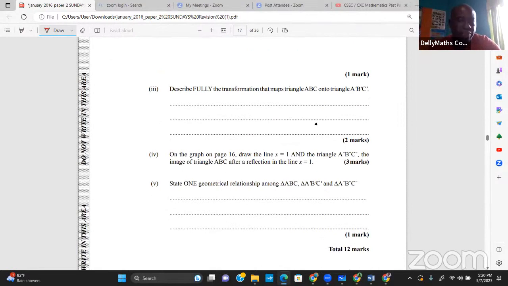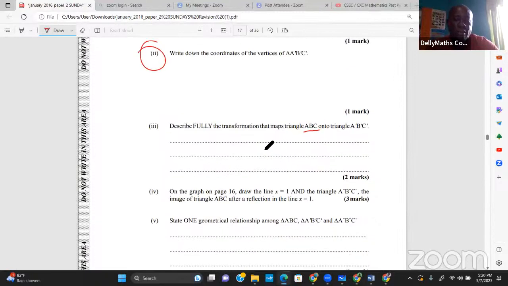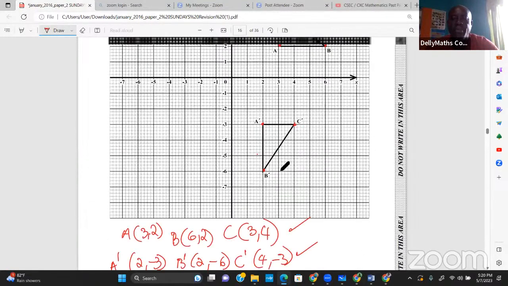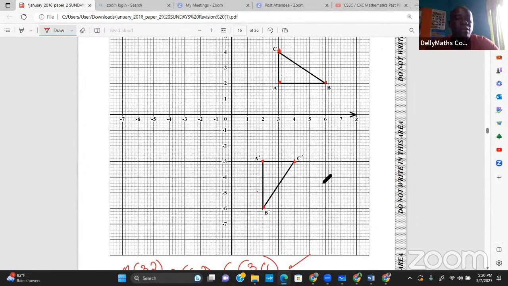Now, question. Again, it says, describe fully the transformation that maps triangle ABC onto A prime, B prime, C prime. 2 marks. Look at it. ABC onto A prime, B prime, C prime. ABC onto this. What would you say?